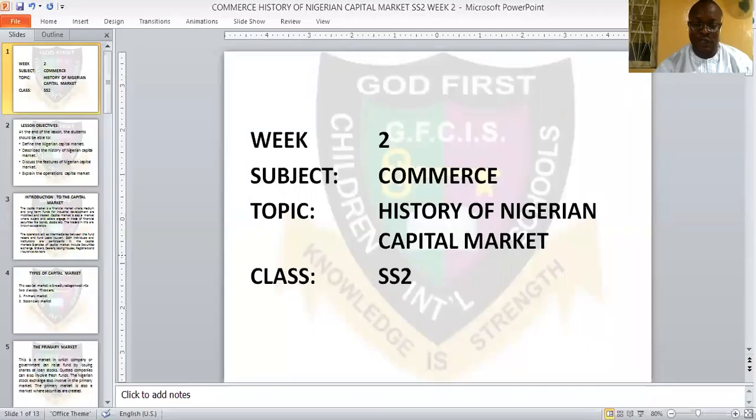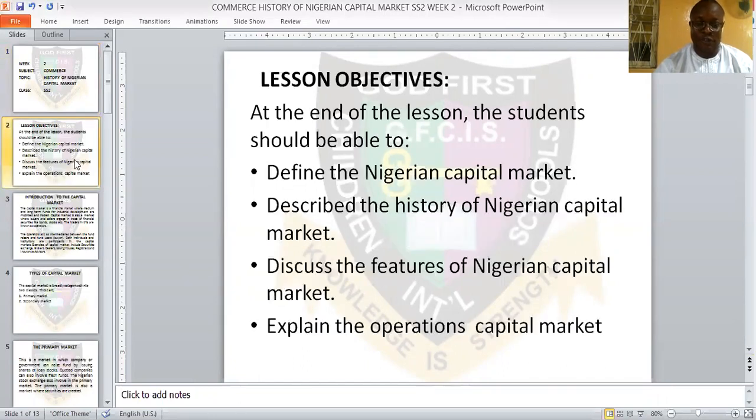The topic we want to look at this morning is the history of Nigerian capital markets. Before I proceed, I would like to share the lesson objectives with you.